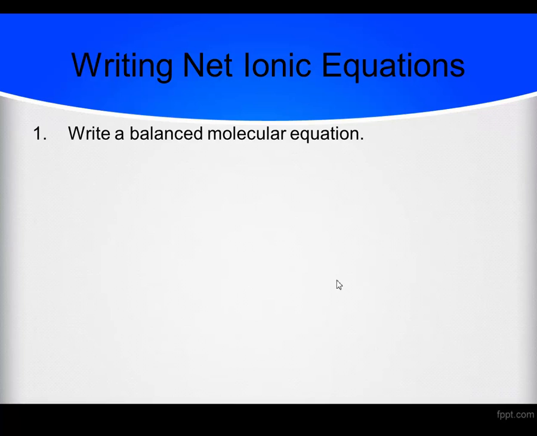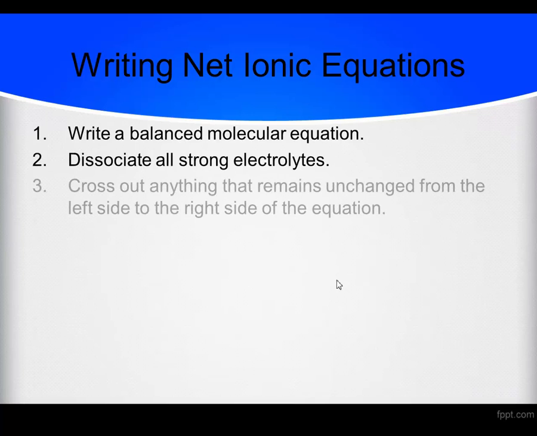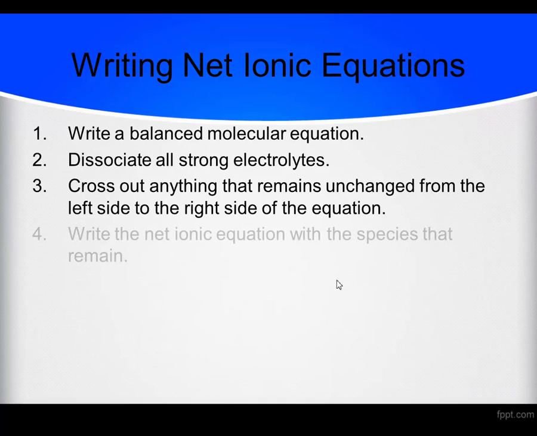Okay. So the steps to writing a net ionic equation are to write the balanced molecular equation, then dissociate all the strong electrolytes, which basically gives me the complete ionic equation. Then I cross out anything that remains unchanged from the left side to the right side because those guys are spectators. The final step is to write whatever is left over and call that my net ionic equation.